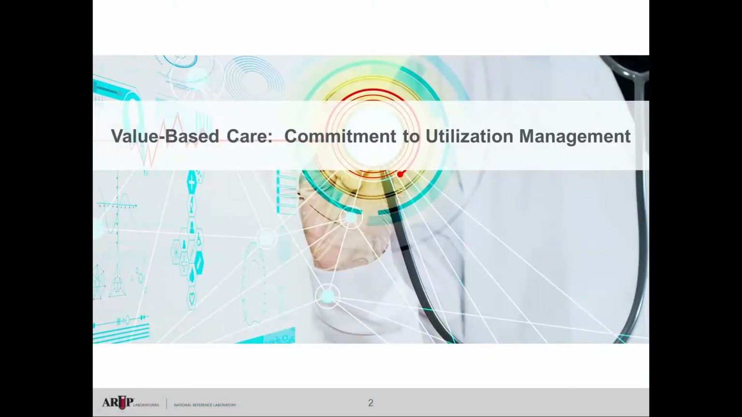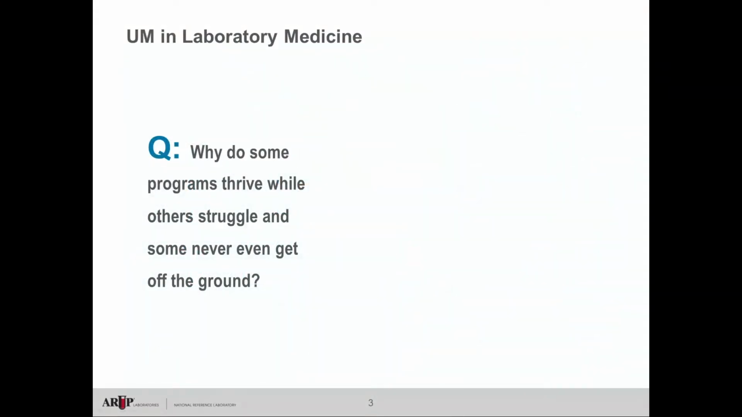For most of the last 2 decades, ARUP has been working with our laboratory clients to set up and run and support utilization management programs for diagnostic testing. One thing we've noticed is that while a number of our clients have been highly successful at setting up such programs, some have struggled.